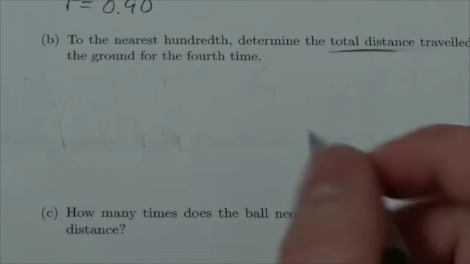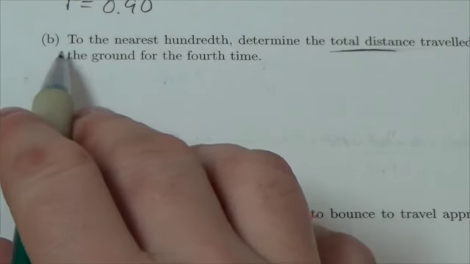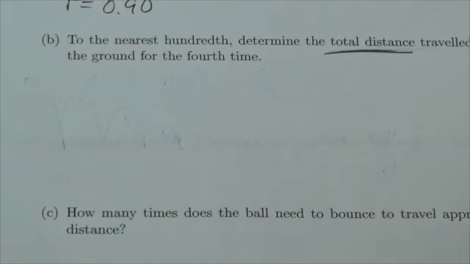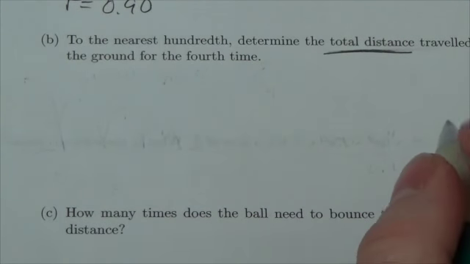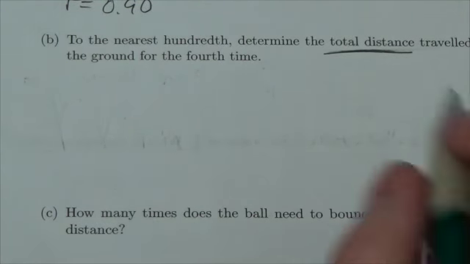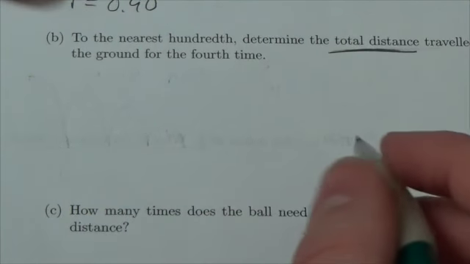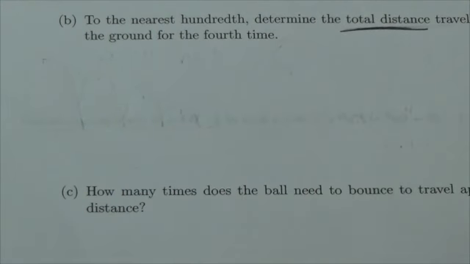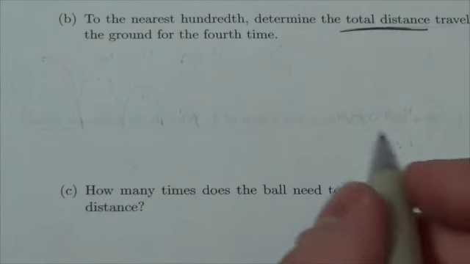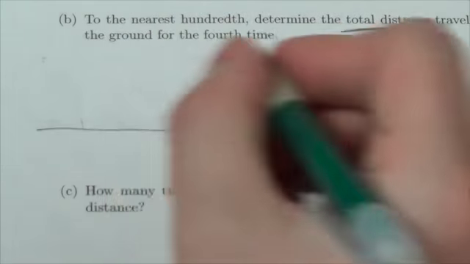Okay, hi everybody. 38b, to the nearest hundredth, determine the total distance traveled by the ball when it contacts the ground for the fourth time. Okay, so total distance is going to be a summation here, but we gotta be clever about this one. Now let's just kind of map this out again.